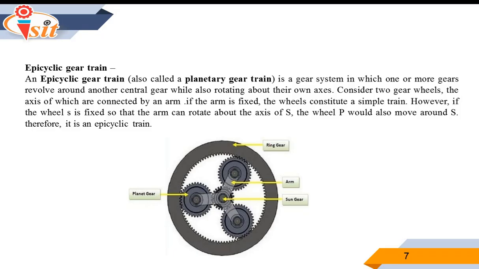This allows a large number of speed ratios to be obtained by fixing different members of the system and driving others. For example, here the sun gear may be the input and the ring gear may be fixed, and the carrier may serve as the output. So different combinations produce different speed reductions, speed increases, or reverse rotations.